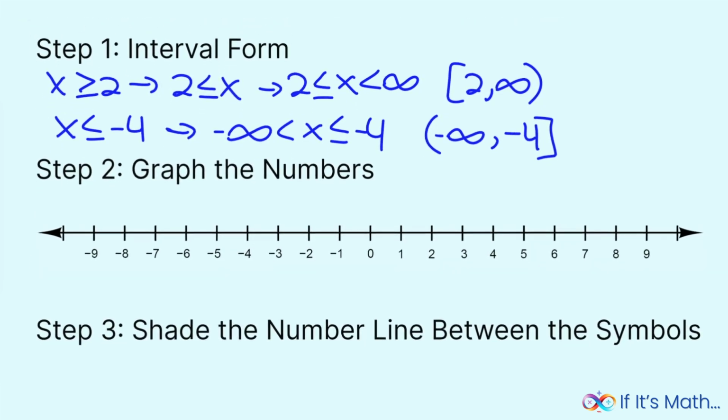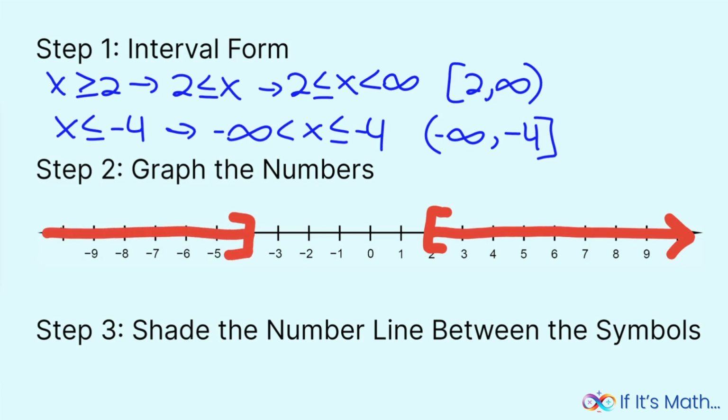So then you're going to graph both sets. So for the first one, we have from 2 to infinity. And then for the second one, we have negative 4 all the way to negative infinity. So that's the union of those two.